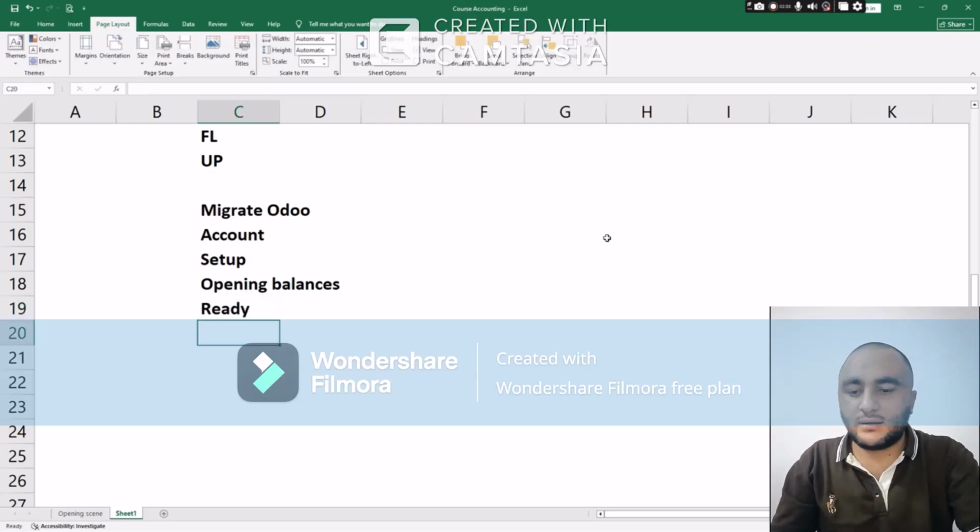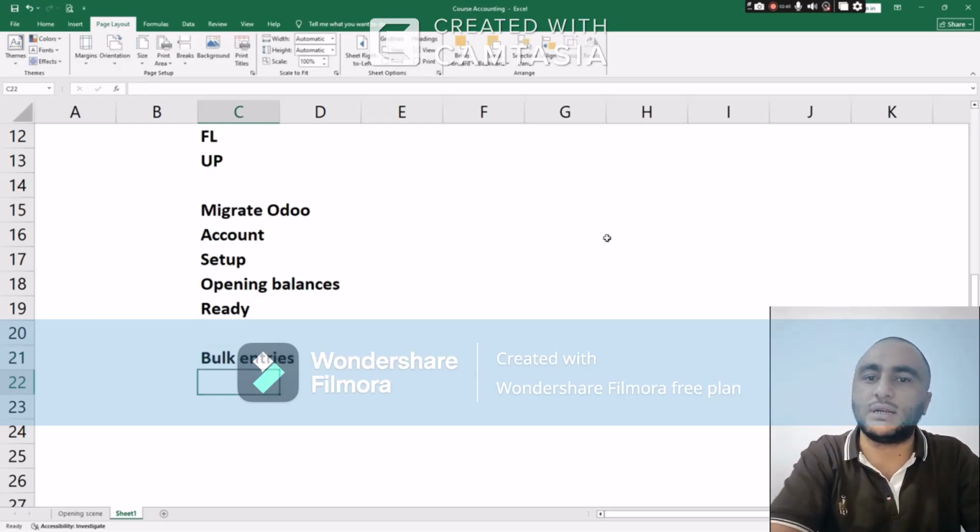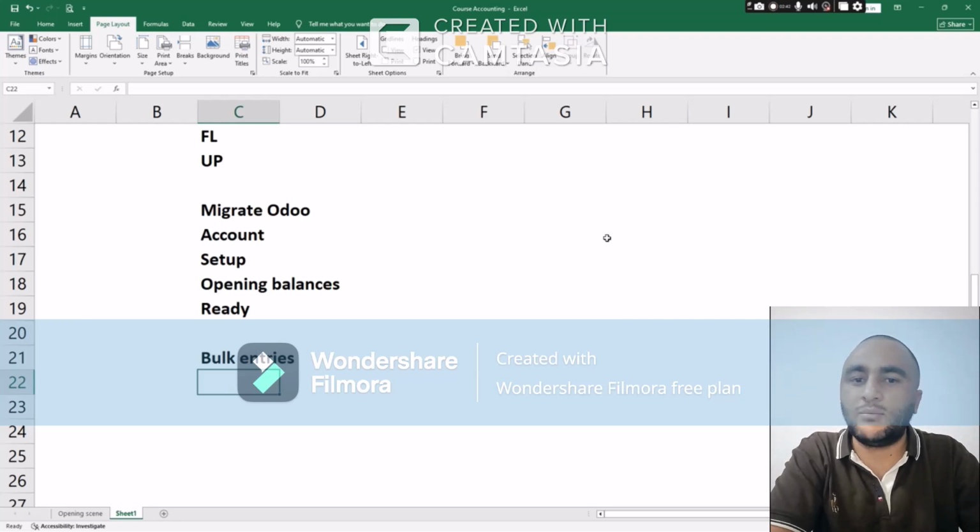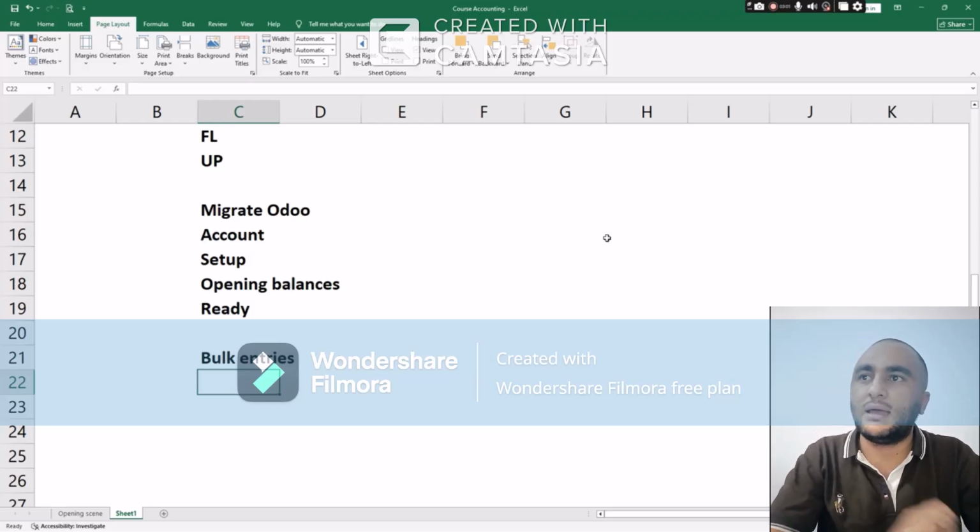You can transfer bulk entries. If there is any issue in importing entries, you can ask me in the frequently asked questions, or you can ask questions on Udemy. I will respond to those questions regarding entries and uploading entries. You can import bulk entries, bulk statements, and then reconcile everything and make Odoo ready to use for the companies.